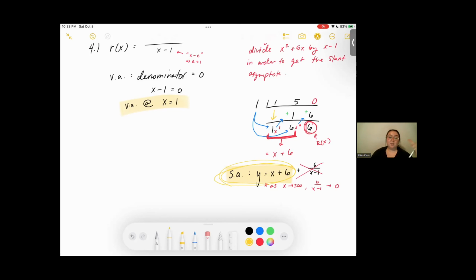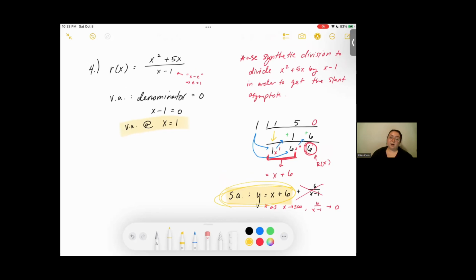Because remember, your slant asymptote is a straight line. You don't want to add anything on it that's going to make it not a straight line. So since it's a straight line, we want to, remember that, keep that. So y is equal to x plus 6. All right. So that wraps up example 4. We found the slant asymptote and the vertical asymptote.